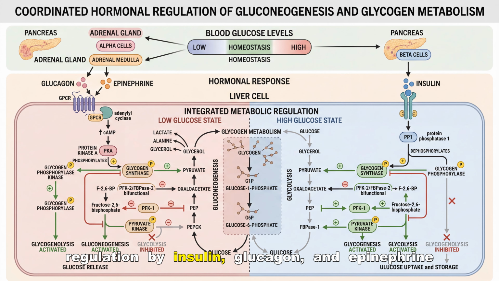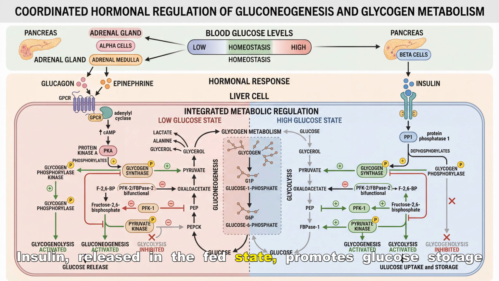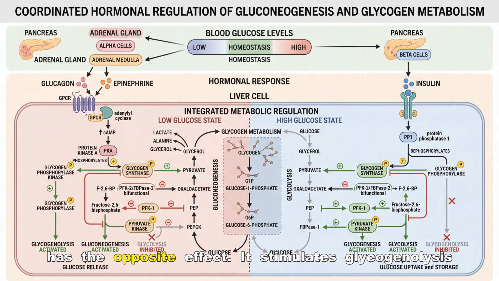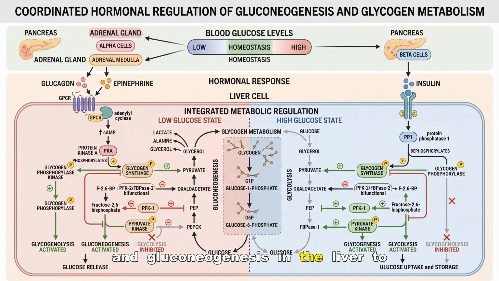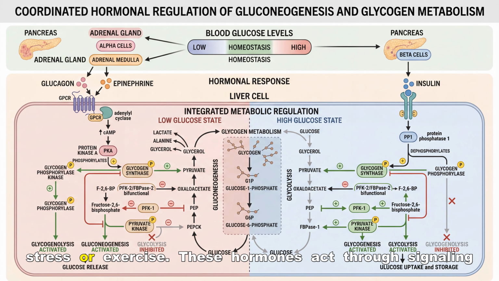Hormonal regulation by insulin, glucagon, and epinephrine coordinates gluconeogenesis and glycogen metabolism to maintain blood glucose levels. Insulin, released in the fed state, promotes glucose storage by stimulating glycogenesis and inhibiting both glycogenolysis and gluconeogenesis. In contrast, glucagon, released during fasting, has the opposite effect. It stimulates glycogenolysis and gluconeogenesis in the liver to raise blood glucose. Epinephrine also promotes glycogen breakdown, especially in muscle, during stress or exercise.